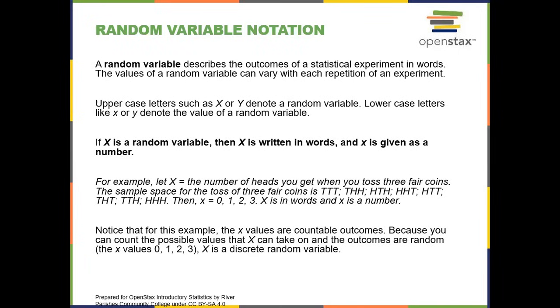If x is a random variable, then capital X is written in words and small x is given as a number. For example, let X equal the number of heads you get when you toss 3 fair coins. The sample space of the toss of 3 fair coins is TTT, meaning all 3 tosses land with the tail face up. Then the next one is tail, head, head: first one tail, second one head, third one head. HTH: first one head, second one tail, and the third one head, and so forth.